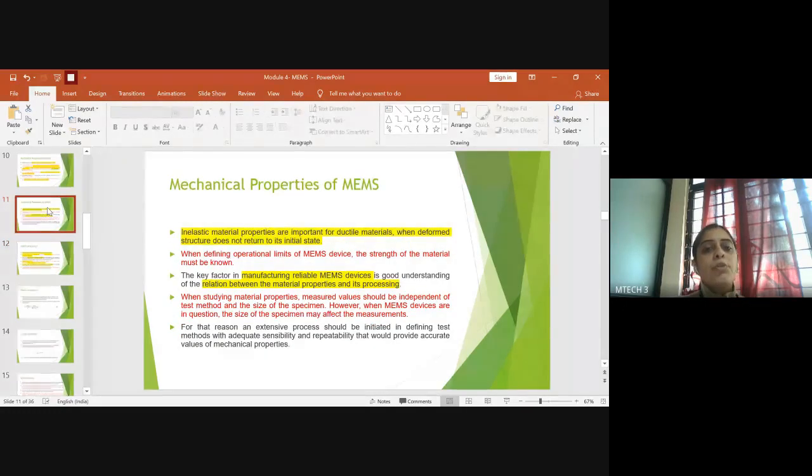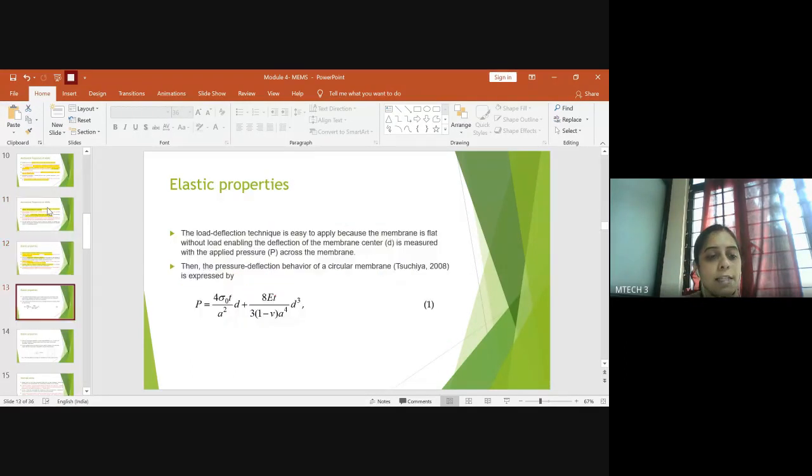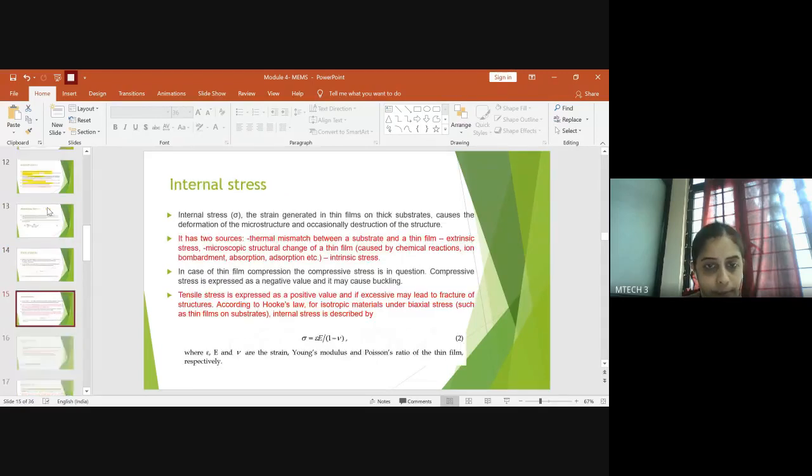They just ask you to write a note on mechanical properties of MEMS device. So you should then list out what is the need for the study of mechanical properties of MEMS, as I explained in the previous class. Then you should mention what are the mechanical properties you have to evaluate, list them down one by one, and then you should start explaining, right? So this is about the elastic properties.